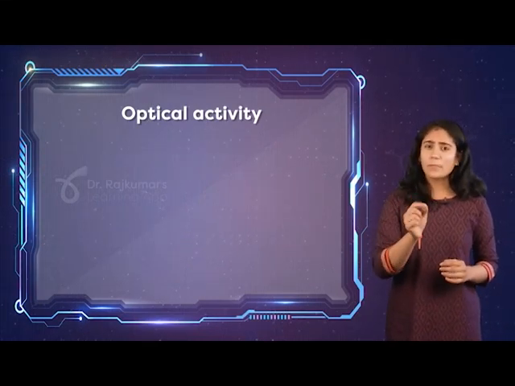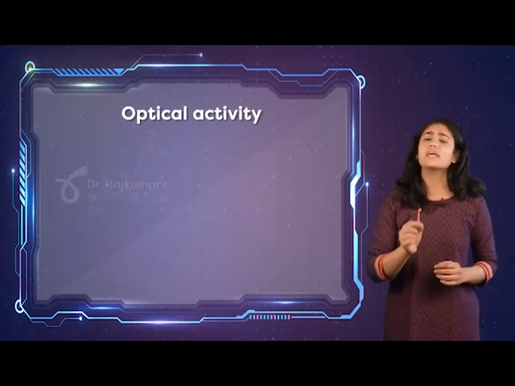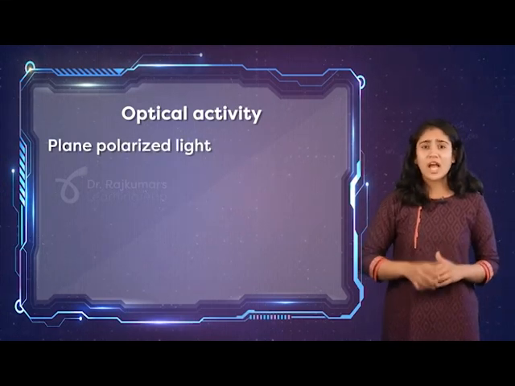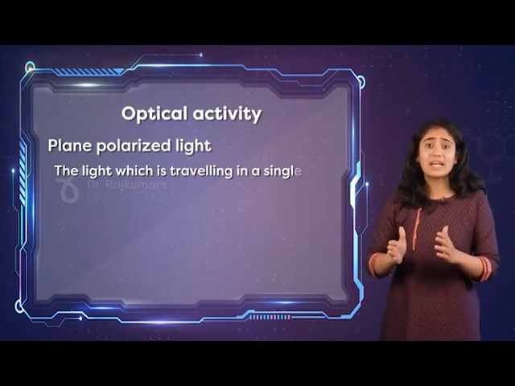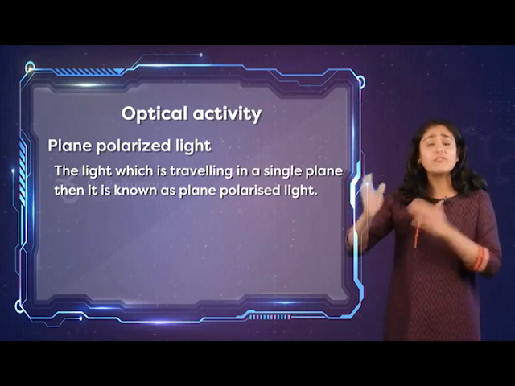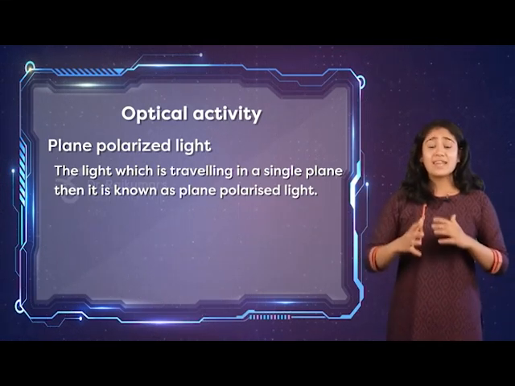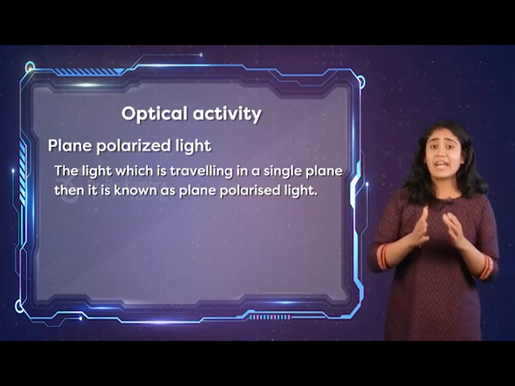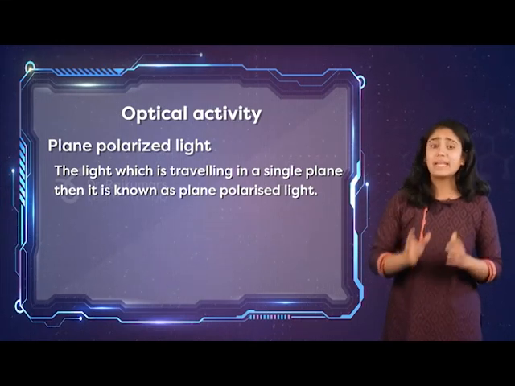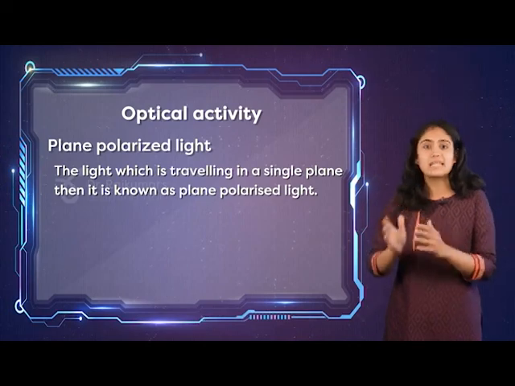Before learning about this optical activity, let us know something about polarized light. You all know that electromagnetic radiations will be traveling in different planes. That is, it will be traveling in X, Y and Z. Now, if this electromagnetic radiation travels in only one plane, then it is called plane polarized light.